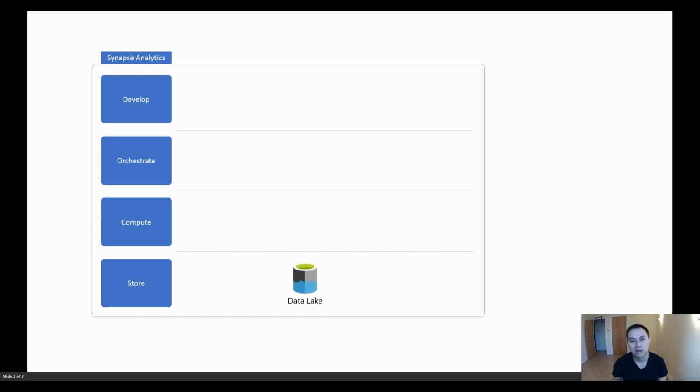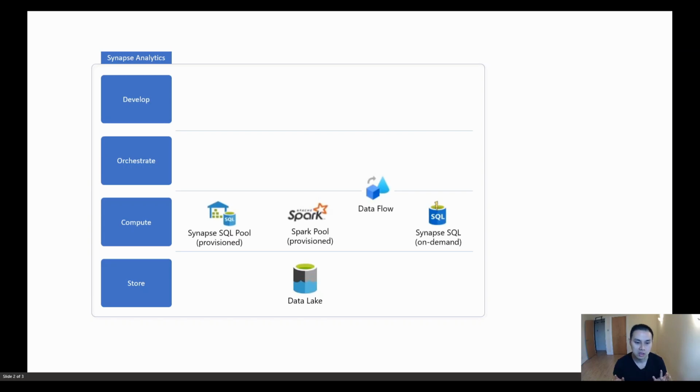Now, the next one would be the compute section, which is basically the processing engine. And there are a number of options. The first one is the old Azure SQL Data Warehouse, rebranded into Synapse SQL Pool. And this is provisioned, meaning you have to select what spec the engine is. In this case, it's represented as a data warehouse unit, or DWU.